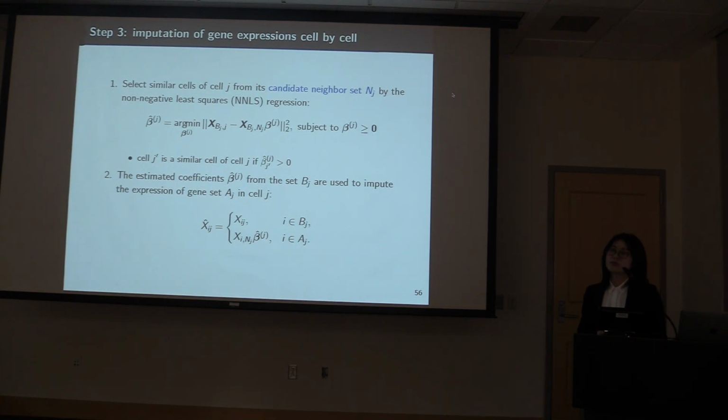And also, when you impute, you want to find the neighboring cells. But that can also be very tricky, because the cells that you believe belong to the same type depend on your clustering.